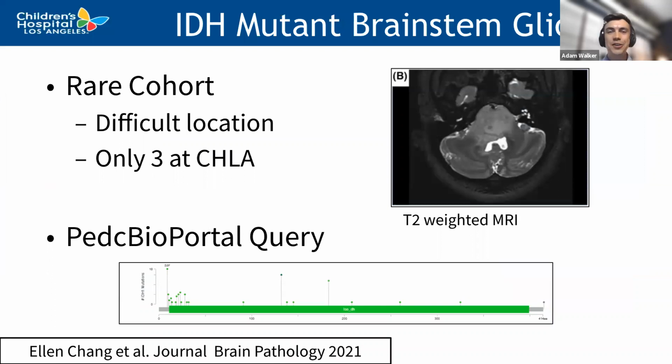So our first focus here, one of the researchers, Dr. Ellen Chang, within our department, was studying IDH mutant brainstem gliomas. And the more that you add onto the beginning of gliomas, the more specific you get. The IDH mutant brainstem gliomas within children, these are very, very rare tumors in a very rare part of the brain. And as such, they're very hard to find.